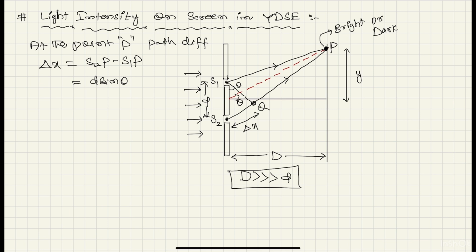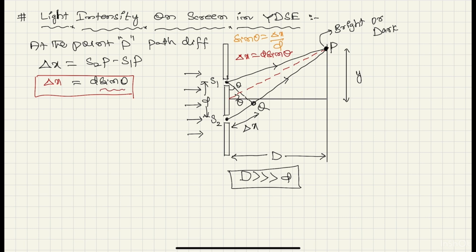So from this triangle, if you write about delta x, sin theta is equals to what? Delta x by D. So sin theta is equals to delta x by D. So then delta x is equals to D into sin theta. Okay, so this delta x, like this is the first situation. Path difference delta x is equals to D into sin theta.